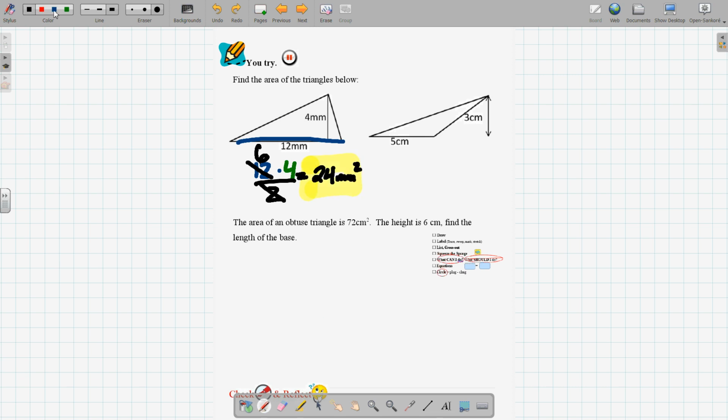This one, your base is 5. Your height is 3. 5 times 3 over 2. Yes, decimals are possible. This would be 7.5 centimeters squared is the area for that second one.